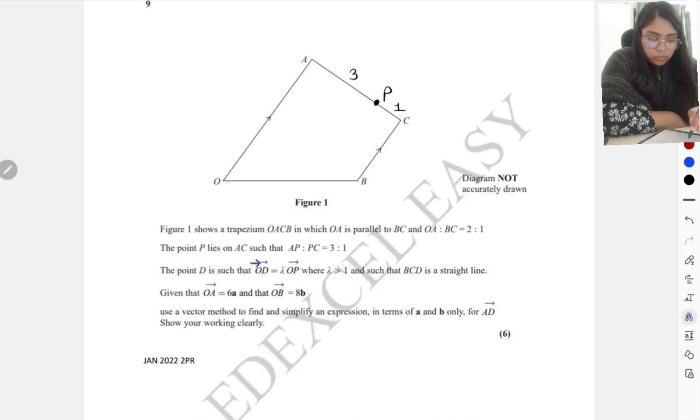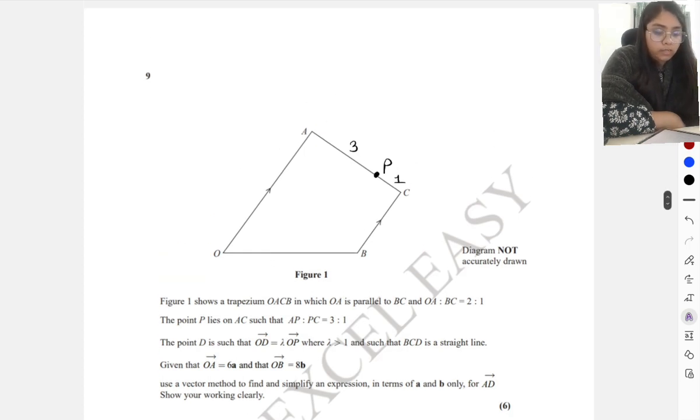And again after this, that is not the end. The point D is such that OD is lambda OP, and again lambda is greater than 1, and also it means that BCD is a straight line. So point D is in between two parts. It's going to be a part of OP and also a part of BC. It's going to be on the line OP, but also if you connect BCD together, it is going to create a straight line. So at first, we'll first try to focus on how OP would look like. This is how OP would look like.